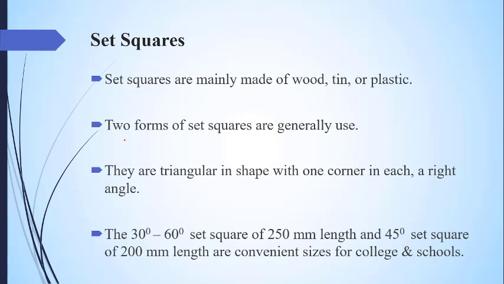Set squares are mainly made of wood, tin or plastic. Two forms of set squares are generally used. They are triangular in shape with one corner in each a right angle. For example, this one is a set square, and in this set square you can see a 90-degree angle here.